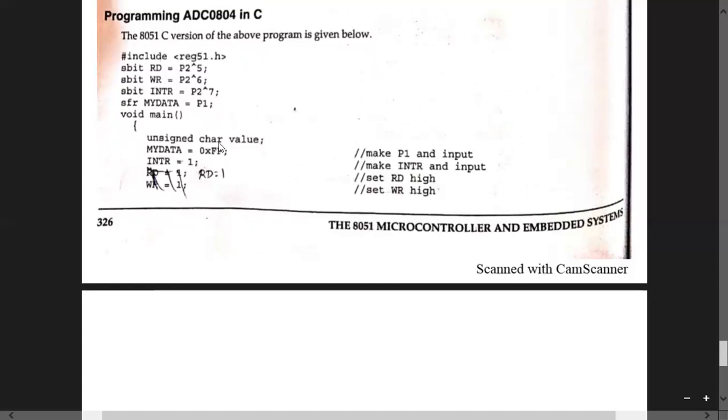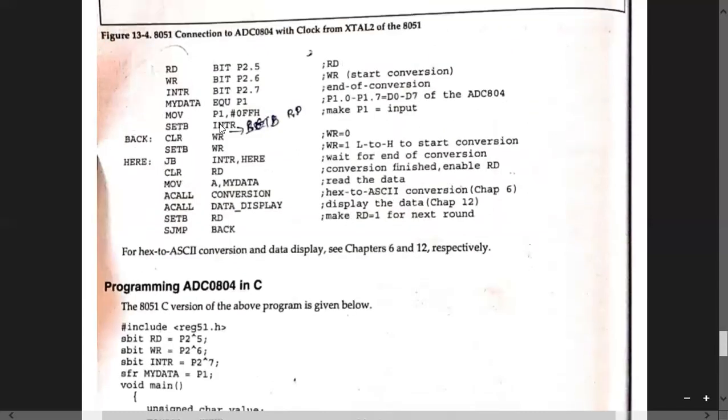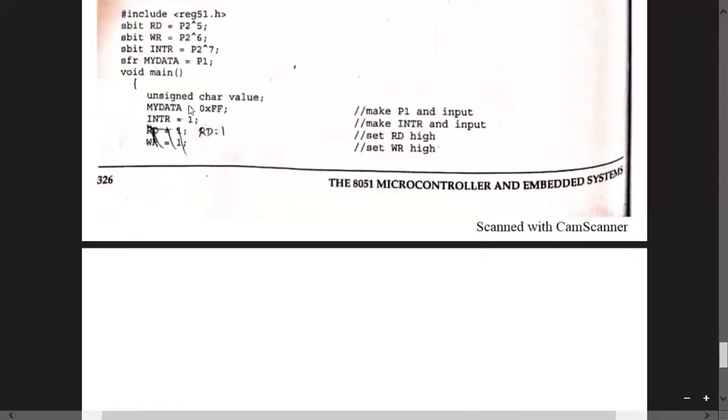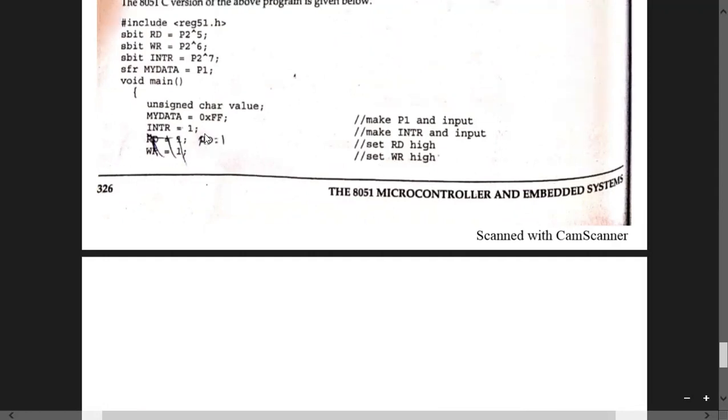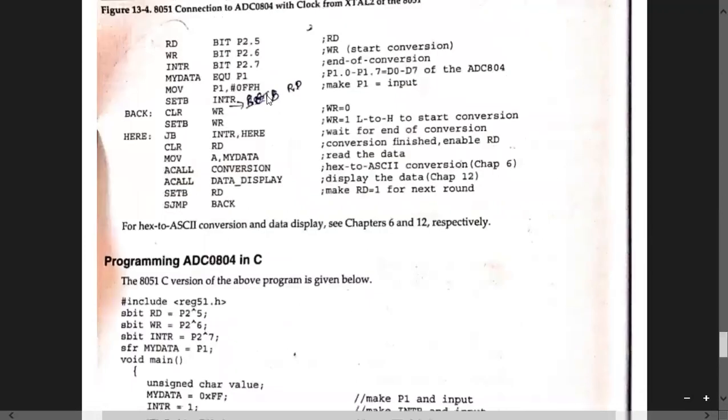Then what is the next step I'm doing here? I'm setting the pin as input. Yes, next line. Same way here also, I'm setting the integer equal to 1. After that, RD is made high, RD is equal to high. Here also I need to make sbit RD. Then the same steps are followed in C language.